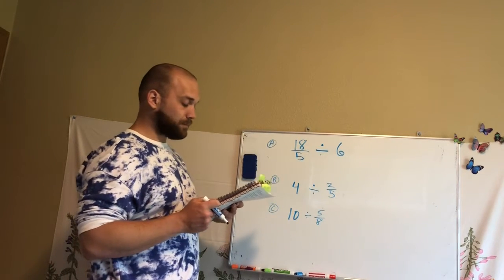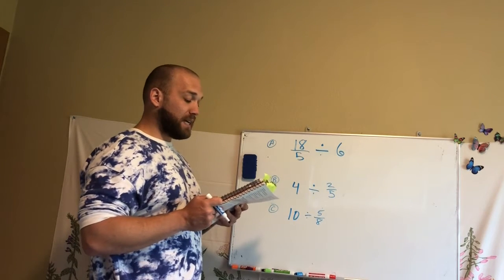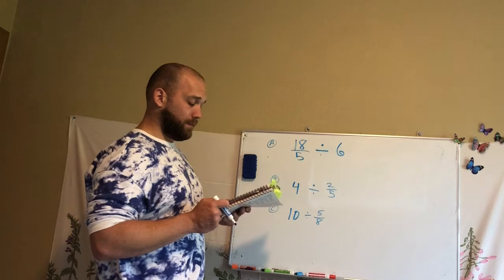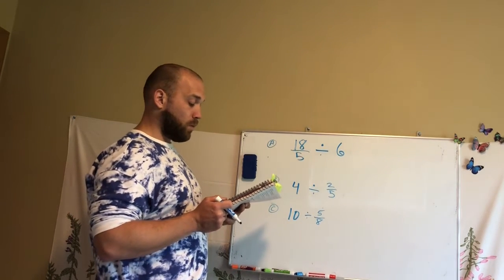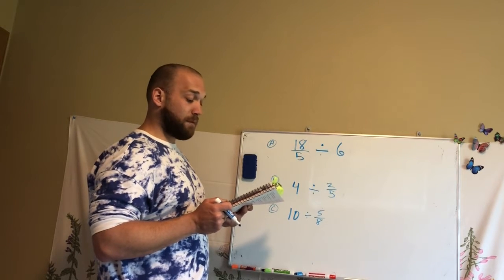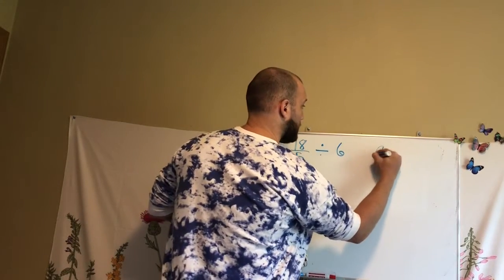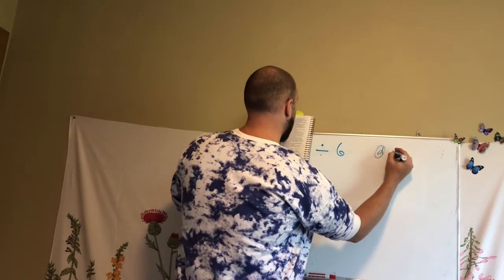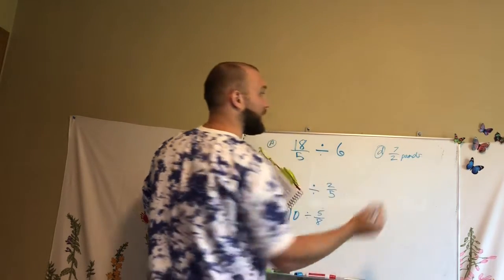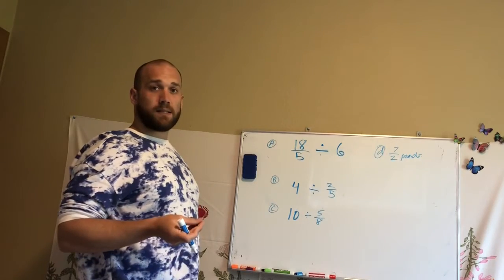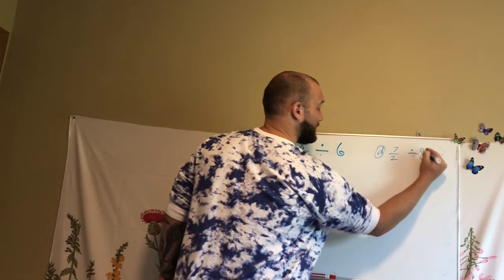Problem D. A whole pizza weighs 7.5 pounds. The pizza is cut into 8 equal slices. What does each slice weigh? Well, what's the amount you have before you divide? The amount you have before you divide is 7.5 pounds. And you're turning it into how many equal slices? 8. So you're dividing 7.5 pounds divided by 8.